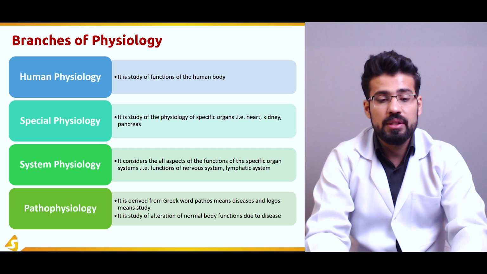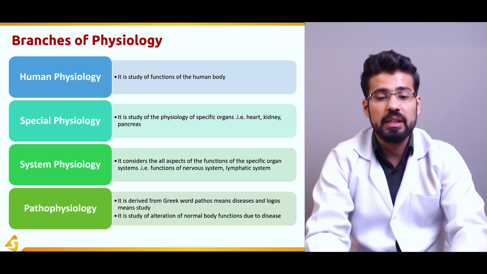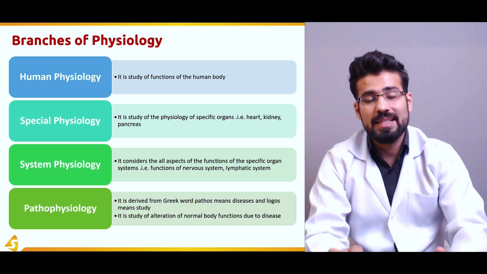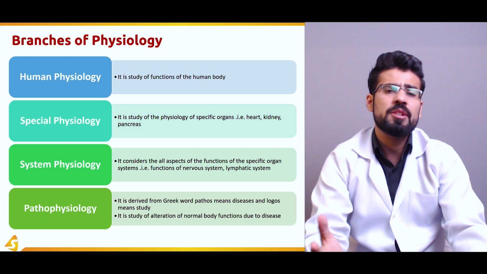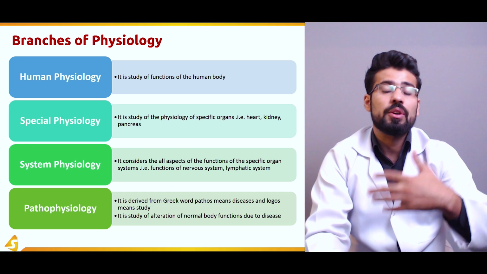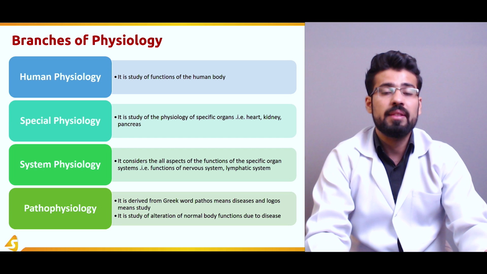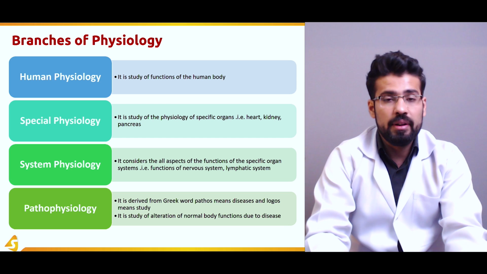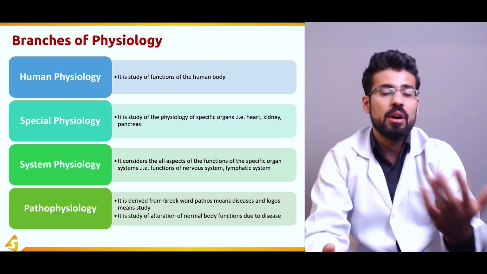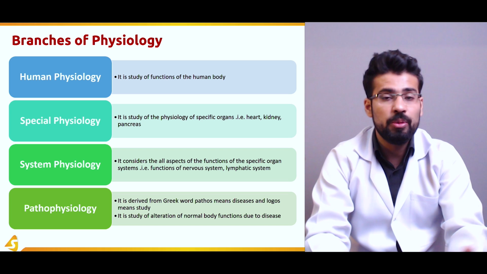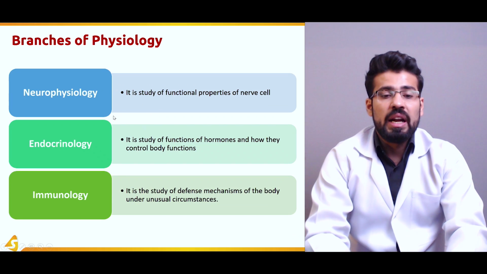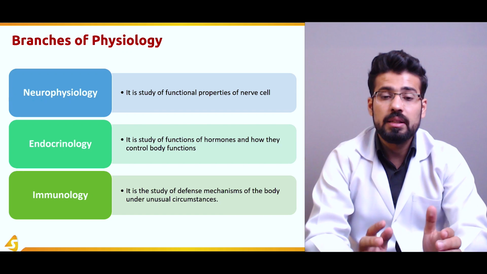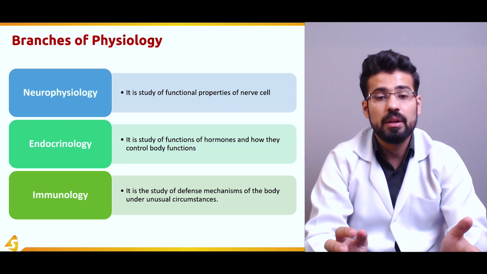Now, there is another branch that includes pathophysiology, which is derived from the Greek word pathos, meaning disease, and physiology. This branch discusses the physiological changes that occur in the body when there is an interaction with a pathogen, or in the presence of certain diseases, either viral or bacterial diseases, or other kinds of diseases, even autoimmune diseases. Now, there is another branch known as neurophysiology. As the name indicates, it discusses the functional properties of the nervous system as a whole.